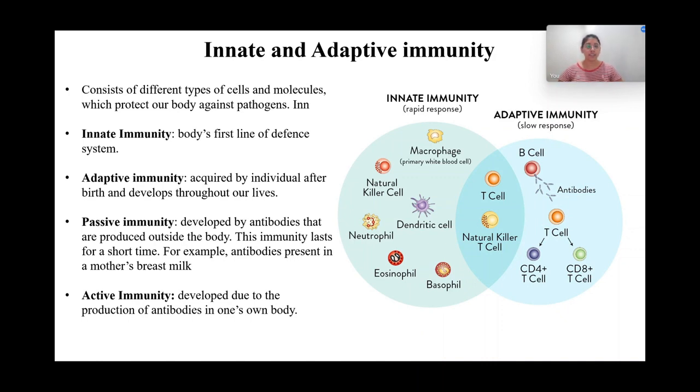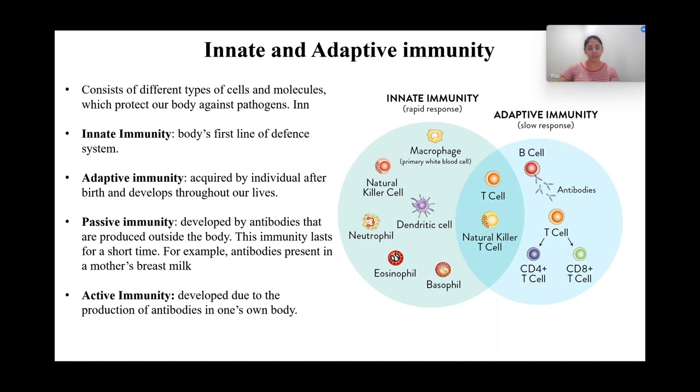And the immunity can be divided into multiple types so that we can understand the functionality of the system as a whole. So the first kind of classification for the immune system is the innate and the adaptive immunity. Innate is something, like the word itself says, that you're born with. So innate immunity means the components of this system will be the molecules and the cells that you are already born with. And that's why they are the body's first line of defense.